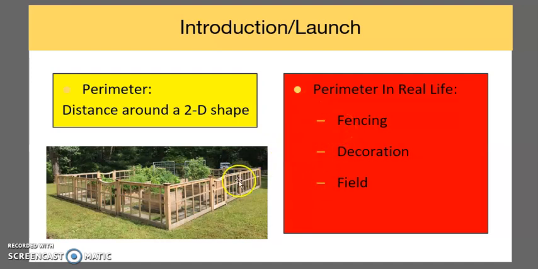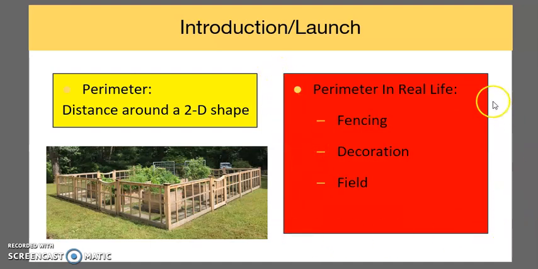So when we're developing a garden, like in this diagram here, we can think about different ways that fencing plays a role when we're dealing with perimeter. Decoration, this could be any type of decoration, such as making a quilt, doing any type of embroidery, as well as a field. So are we working with a soccer field, football field, and so on?